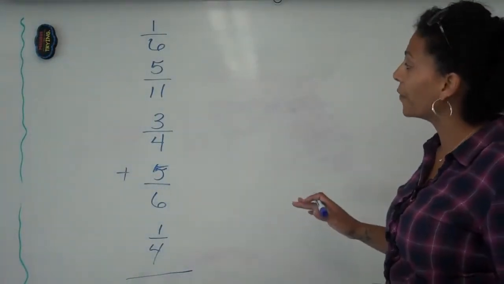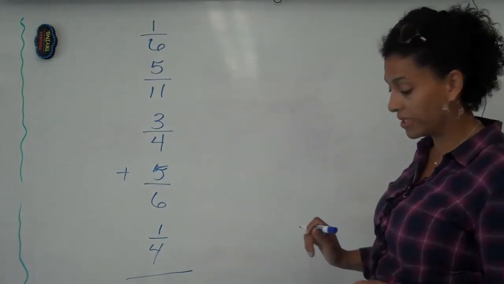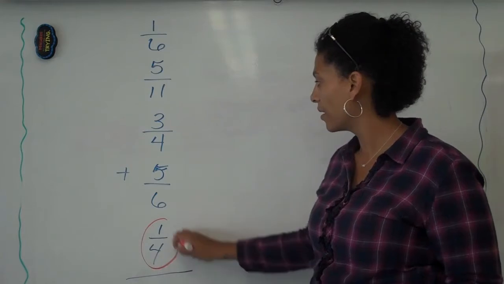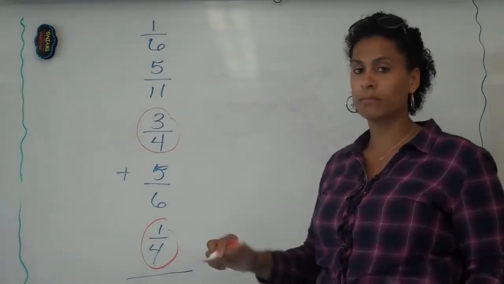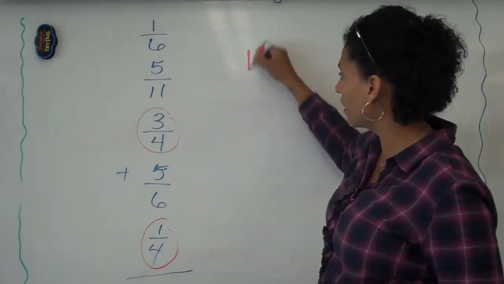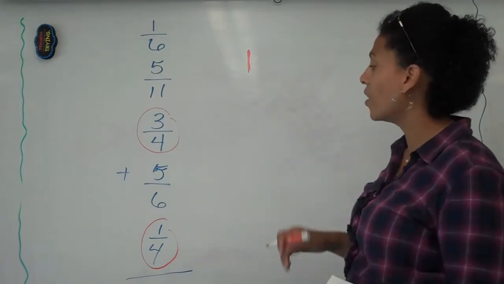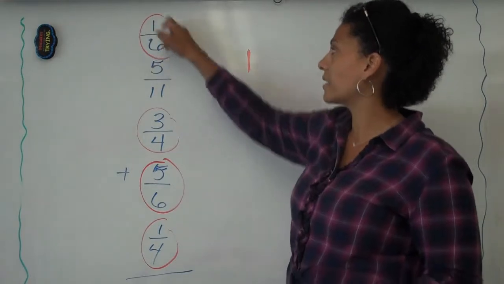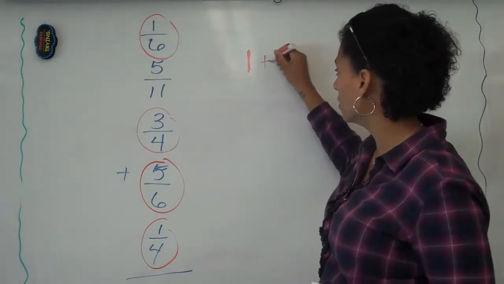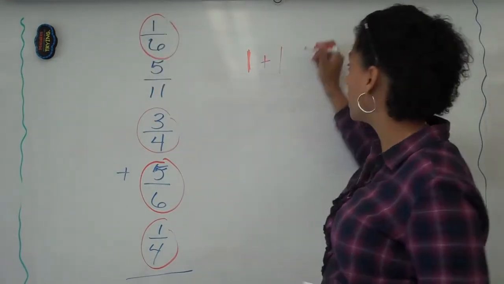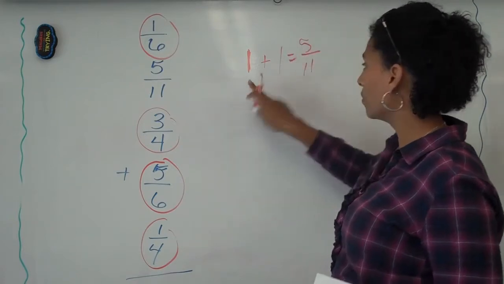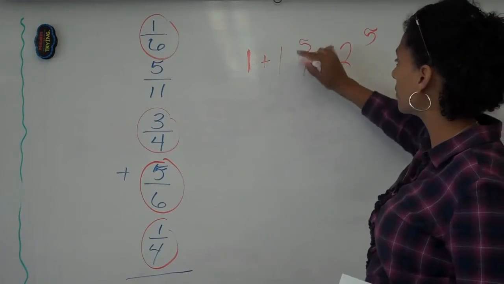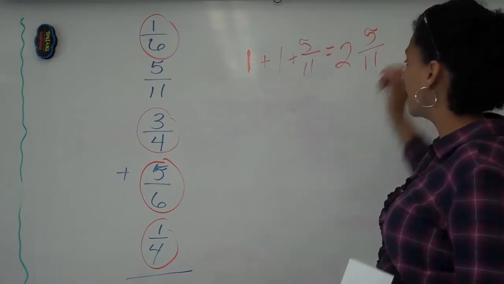So let's look at this though. I have some common denominators here. Yes? Here I have 1/4 and 3/4. It's a whole. 1/4 and 3/4 equals 4/4. That's a whole. Here I have 5/6 and 1/6. It's another whole. 1 plus 1. And then all I'm left with is 5/11. 1 plus 1 equals 2 and 5/11. Plus sign. 2 and 5/11.